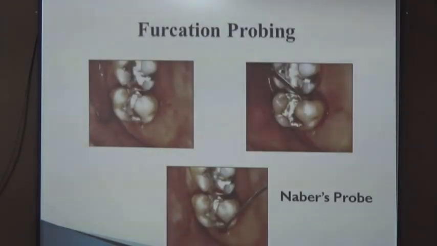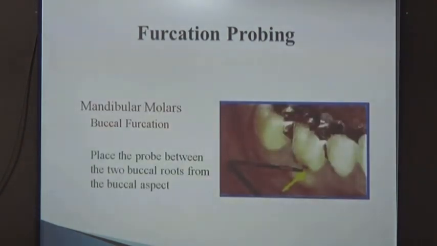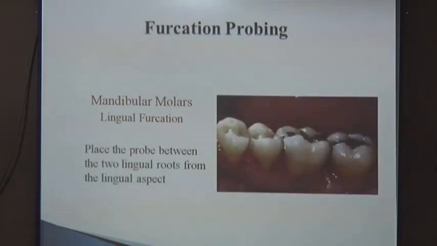Look here, furcation probing we will do by means of Nabers probe. In mandibular molars, there is a buccal furcation. They place the probe between the two buccal roots from the buccal aspect. Two lingual roots.